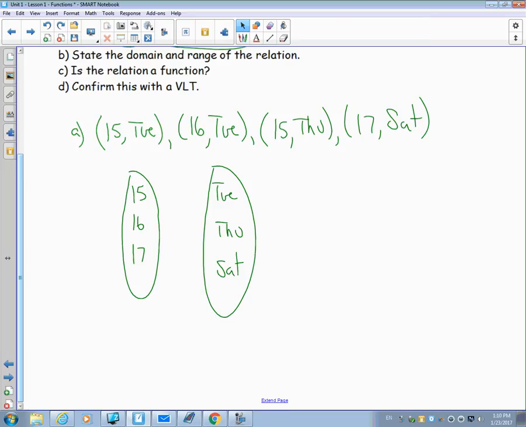And then we need to point arrows between each X and the corresponding Y. So we know we have 15-year-olds on Tuesday. That's my first arrow. That's this one. We have 16-year-olds on Tuesday. My second one. I've got 15-year-olds on Thursdays. And I've got 17-year-olds on Saturdays. Okay, so we got ourselves ordered pairs. We got ourselves a mapping diagram. Then it asks us for the domain and range.